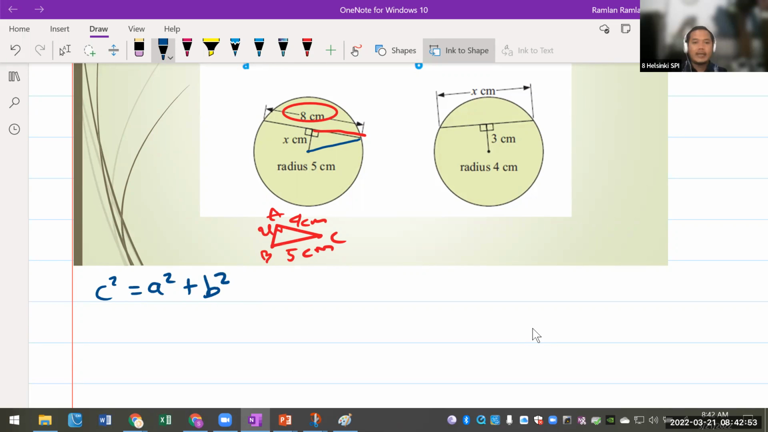I'm going to go to Andin. Andin, which one is the c? Is it the 4, the 5, or the x?